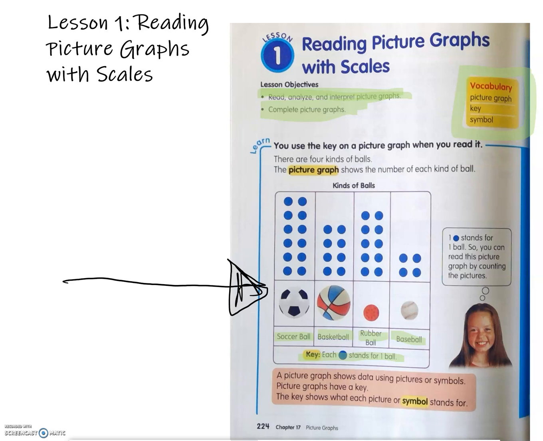So in this case, one blue circle is one ball. You'll be able to see how many types of balls matter in each place. There are 1, 2, 3, 4, 5, 6, 7, 8, 9, 10, 11, 12 for the soccer balls, 8 for the basketballs, 10 for the rubber balls, and 4 for the baseballs. That is how you read a picture graph.